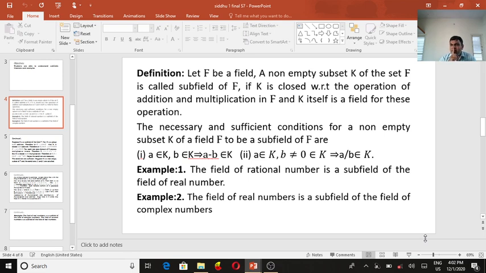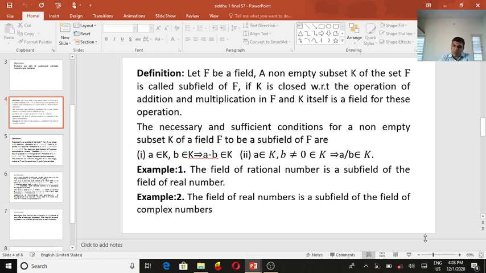So these are the necessary and sufficient conditions for a non-empty subset K of a field F to be a subfield of F. If a belongs to K and b belongs to K, then a minus b belongs to K. This condition handles closure under addition. For multiplication, a belongs to K and b is a non-zero element of K. Since it is a field, each non-zero element has a multiplicative inverse, so if b is not equal to 0, then 1 by b exists.